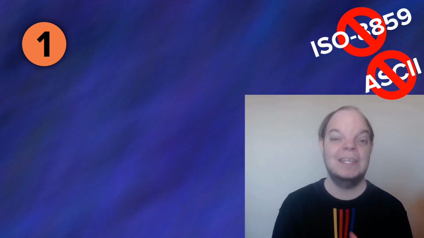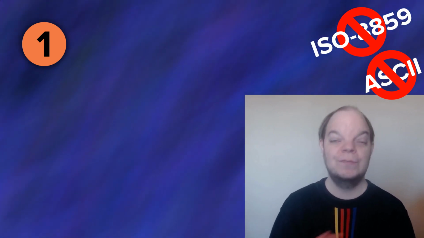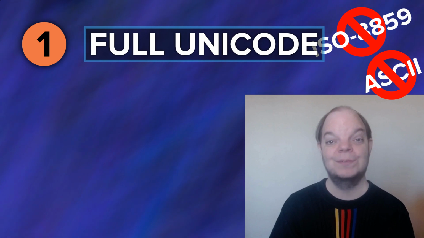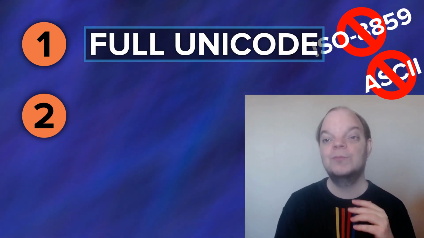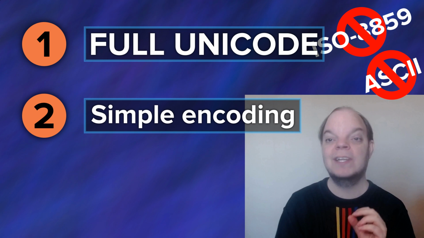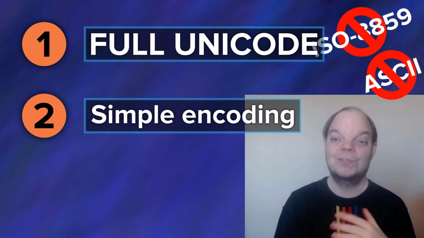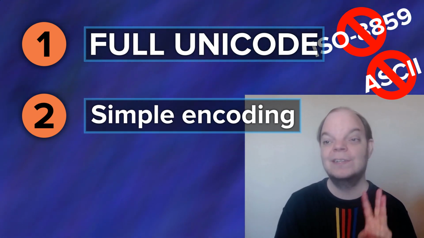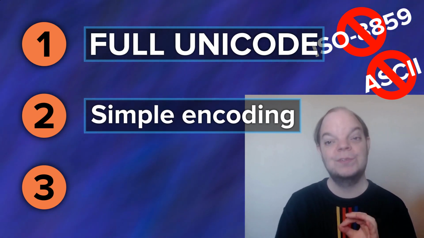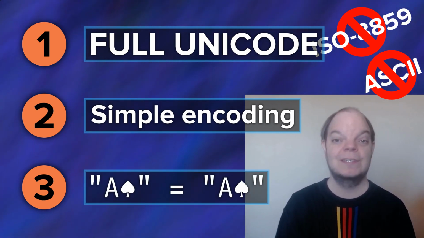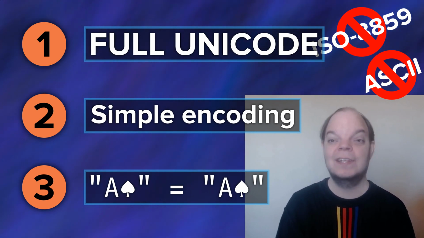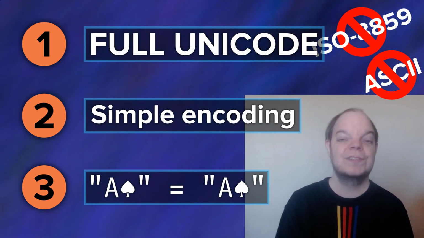Now let me start by listing some criteria that I thought were important when designing that encoding. Number 1: I don't want to limit myself to ASCII or to any 8-bit character code page. I want to have the full range of Unicode characters available. Number 2: I want the encoding to be as simple as possible so that I have to write as little Funciton code as possible to deal with strings. And finally, number 3: I want every possible string to have a unique encoding. In other words, if you have two strings that contain the same characters, they should be the same integer.